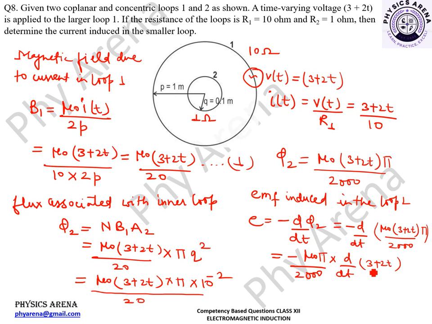And we know the differentiation of 3, it's a constant, will be 0, and differentiation of 2t will be 2. So finally we can write E is equal to minus mu naught pi divided by 2000 multiplied by 2. So this 2 will cancel with this 2000, and it will be minus mu naught pi upon 1000. So this is the value of EMF generated in loop 2. Now in order to find the value of induced current, we have to divide EMF by the resistance of loop 2. And the resistance of loop 2 is 1 ohm.